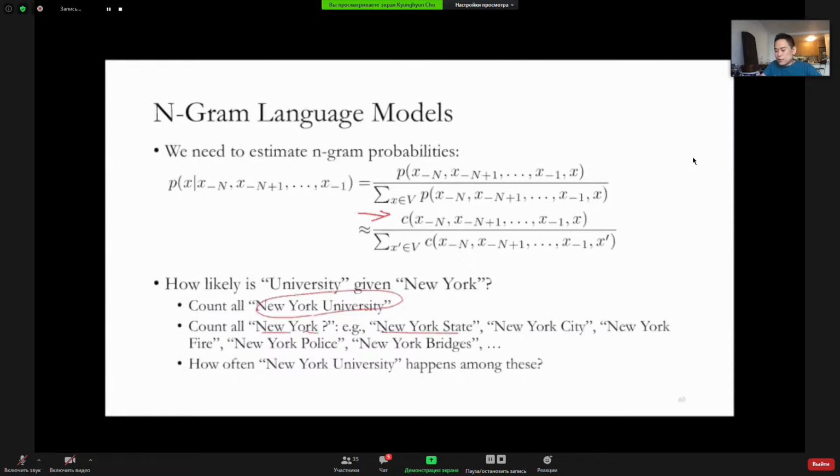So there's going to be New York State, New York City, New York Fire, New York Police, New York Bridges, and so on. And then we just sum all of them. That's going to be the denominator here. And then the probability of "university" following "New York," according to our data, is going to be precisely this quantity that we compute.